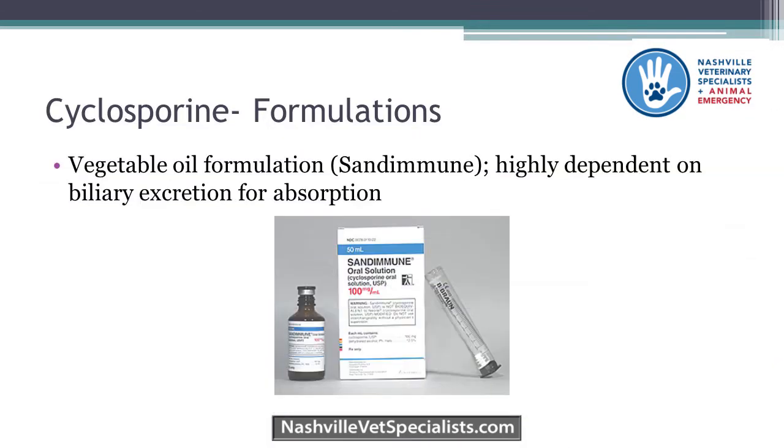Formulations, I do want to touch on this because I think there are some important points. I don't know if anyone has used Sandimmune, but it was the original formulation. It's in vegetable oil. Really poor absorption with this formulation. It depends highly on biliary excretion, so if you're not getting biliary excretion at the right intervals, then you're not going to get absorption. And so just unpredictable at best.